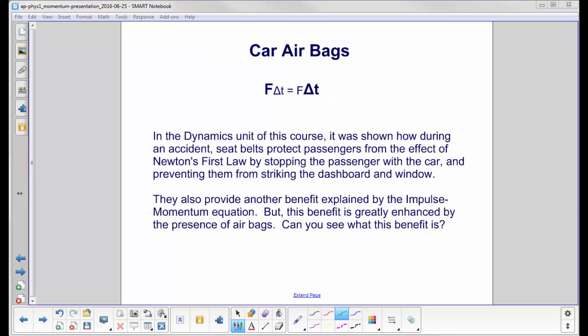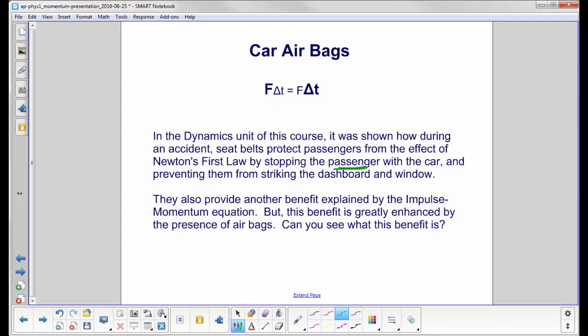In the dynamics unit of this course, it was shown how during an accident, seat belts protect passengers from the effect of Newton's first law, the law of inertia, by stopping the passenger with the car and preventing them from striking the dashboard and the window. Inertia says you keep moving until there's a force that stops you. So if you are not seat belted in, the car stops because it hits something or you apply the brakes very quickly, and the frictional force between your body and the seat is not enough to stop you. So you'll go flying forward as the car stops, which is never a good idea.